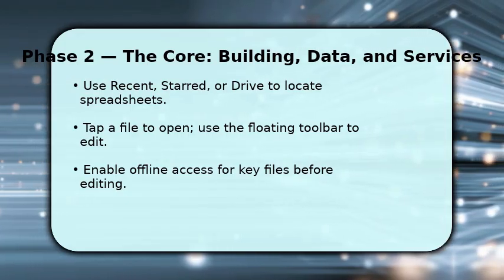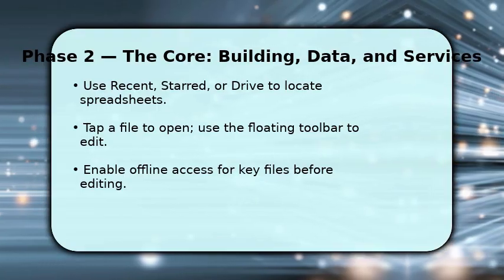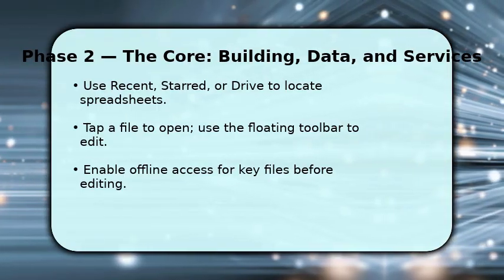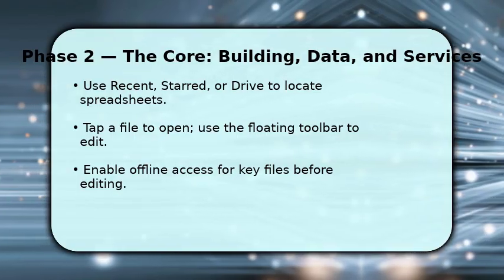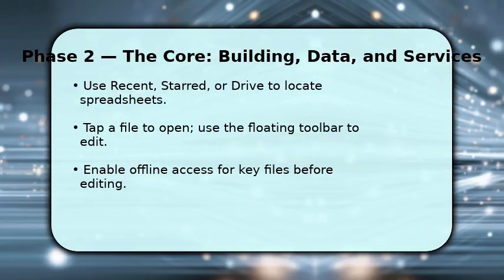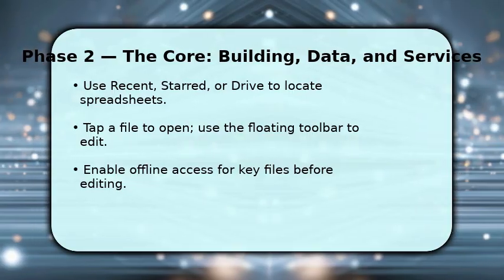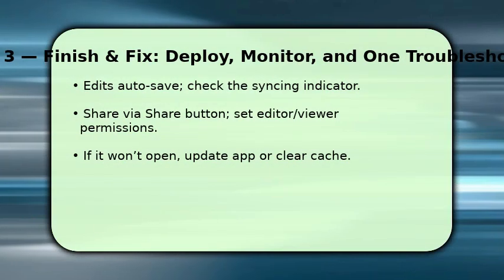To edit, tap any cell, use the on-screen keyboard, and access the toolbar for formulas, formatting, and insert options. Long press a row or column header to select and act on ranges. Make sure to enable offline access for important files so edits save locally and sync when you reconnect, preventing data loss. When you finish, note that Google Sheets autosaves continuously.